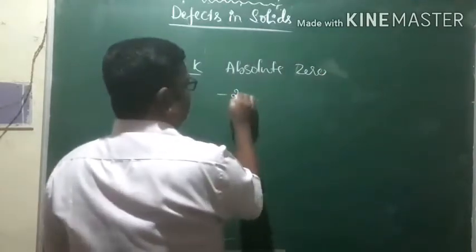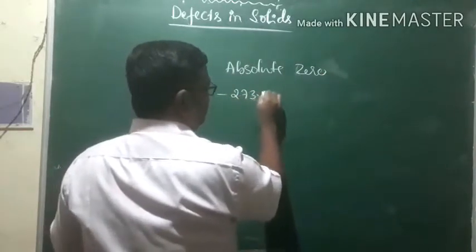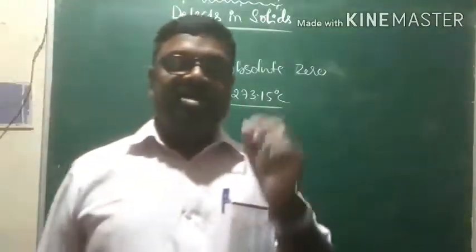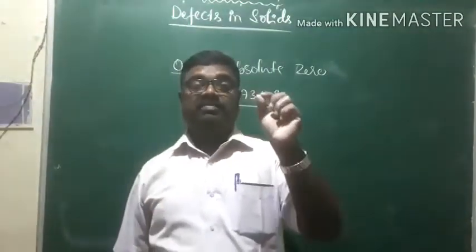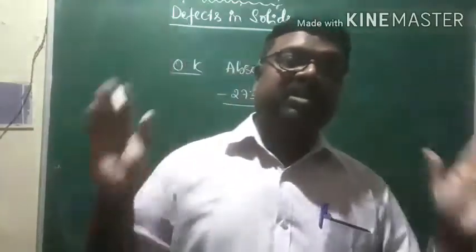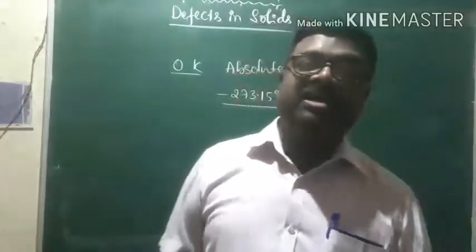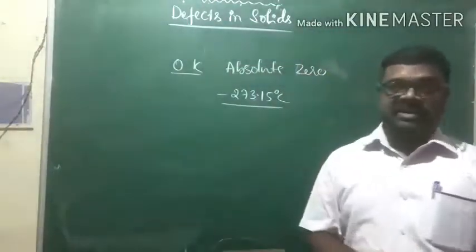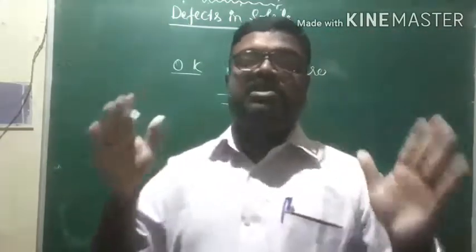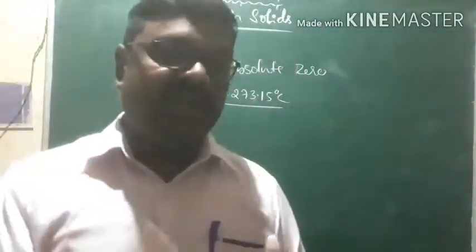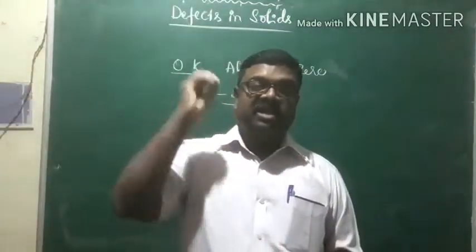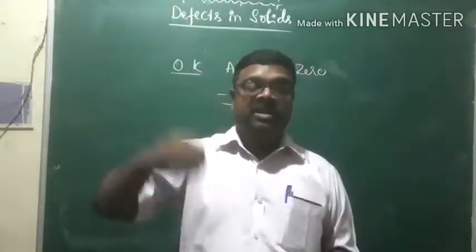Or you can say at minus 273.15 degrees Celsius. At this particular temperature only you can find a 100% perfect crystalline solid. That is, an ideal crystalline solid is possible only at minus 273.15 degrees Celsius. With a rise in temperature, you can expect some disorderedness. The entropy of a solid increases. Disorderedness in the crystalline solid increases. Imperfections will increase with the increase in temperature.